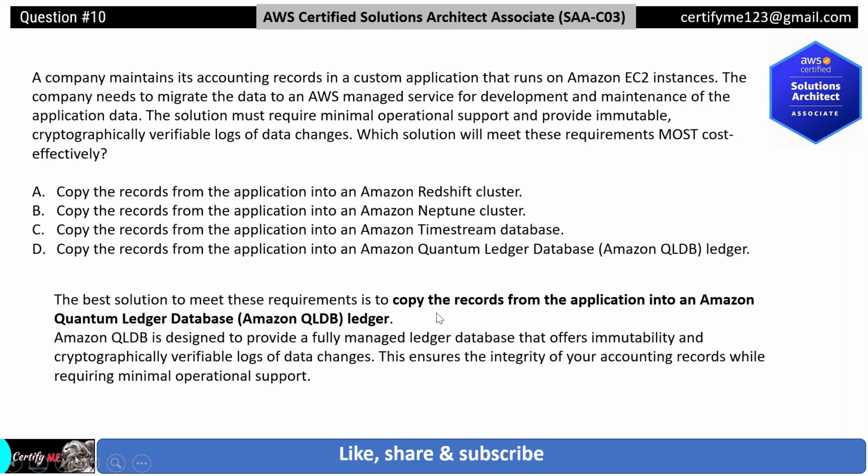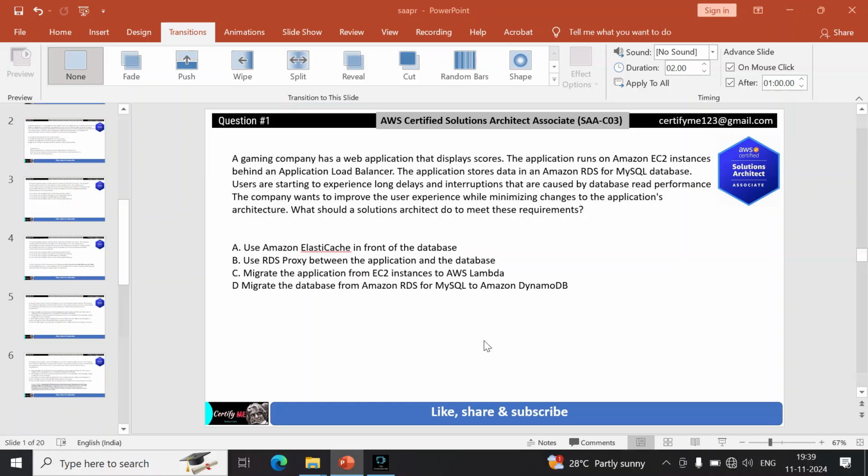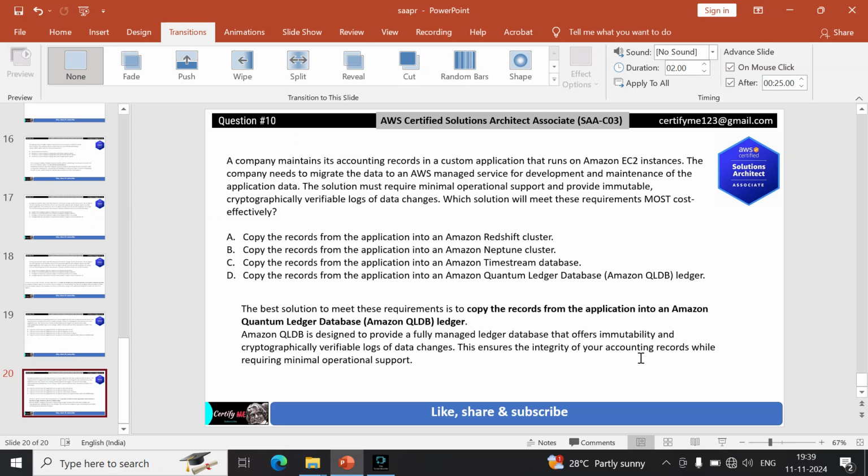So the correct answer is option D. Copy the records from the application into an Amazon Quantum Ledger Database, that is an Amazon QLDB ledger. Amazon QLDB is designed to provide a fully managed ledger database that offers immutability and cryptographically verifiable logs of data changes. This ensures the integrity of your accounting records while requiring minimal operational support.